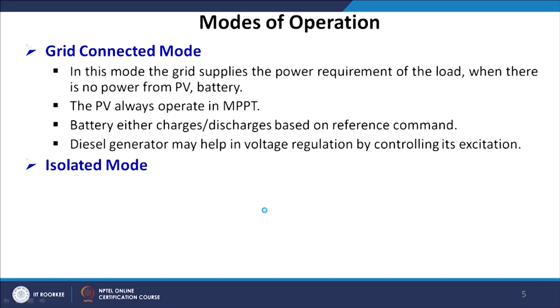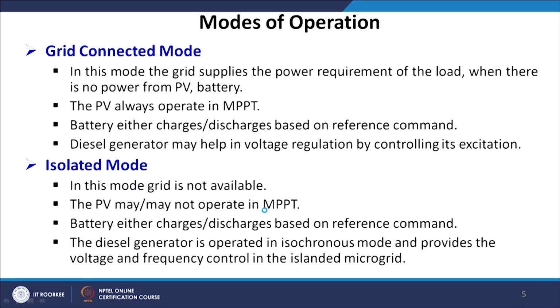Now, in case of isolated mode, the grid is not at all available to us and the PV may or may not operate at MPPT. The main challenge here is that if your load is low and you operate with MPPT, the grid is not there, so you cannot evacuate the excess energy available to you. Hence we normally do not allow the PV to operate with MPPT during off-peak conditions in isolated mode. The battery either charges or discharges based on the reference command.